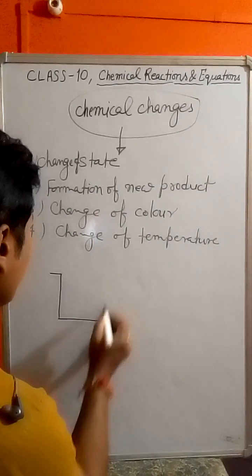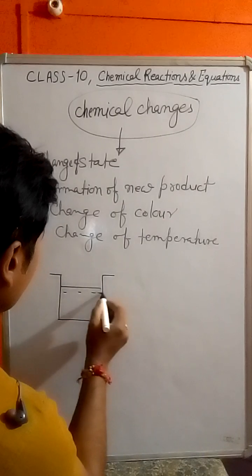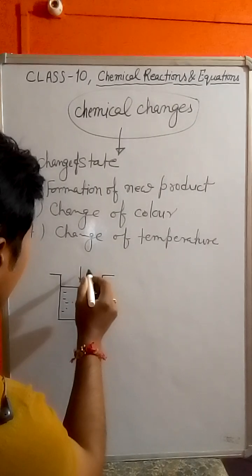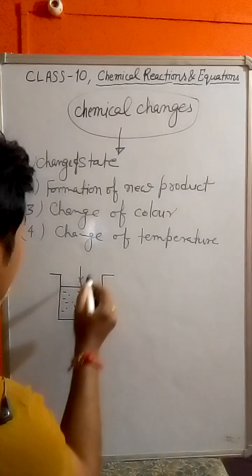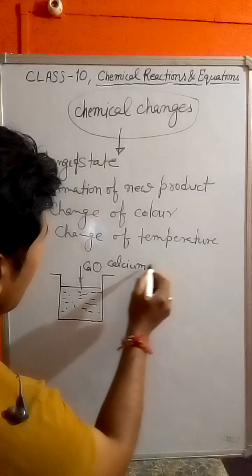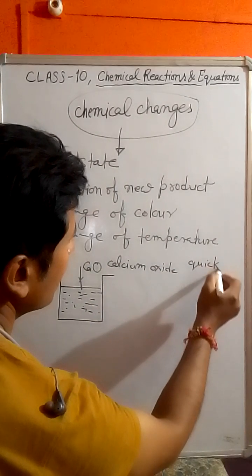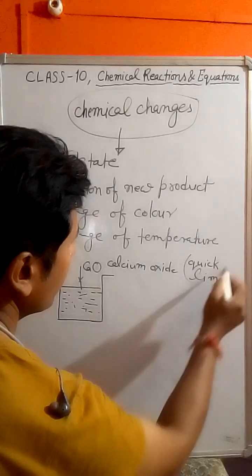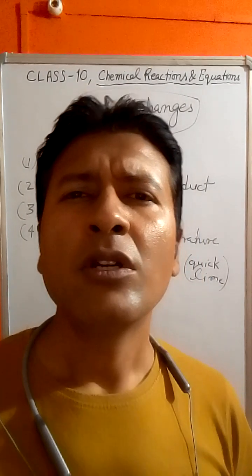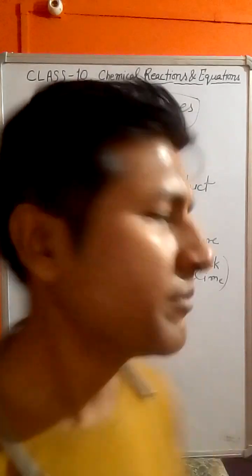Let's suppose you have a container in which the water is there. Now what do you do? If you mix calcium oxide, which is known as quicklime, in it. Now quicklime is the same substance which is used for wall whitewashing that we have been using earlier.